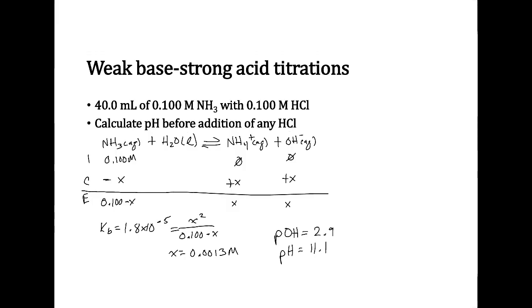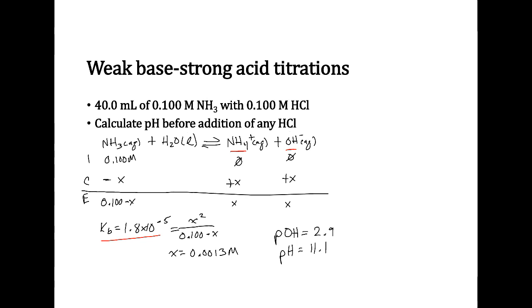Alright, so for the weak base with a strong acid titration, we're going to do the same thing. Here we know what Kb is for ammonia. It's 1.8 times 10 to the negative 5th. We'll set up our ICE chart. So we'll have ammonia acting as a base, forming the ammonium ion and the hydroxides. This is a Kb reaction, so a base reaction. So we can go through just like we normally did.